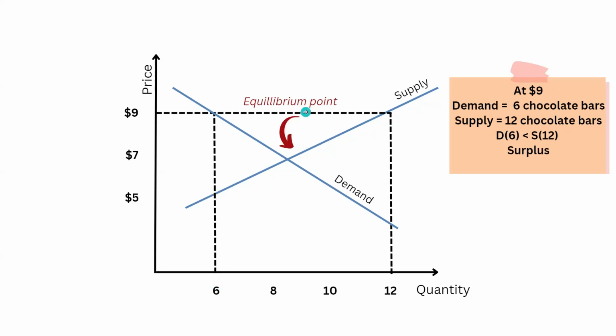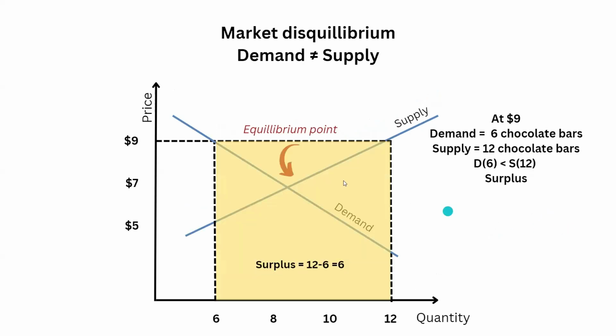Now, this touches the demand line. So the demand is 6. Here it touches the supply line, I will stretch it down, it's 12. So the demand of the chocolate bars is 6 chocolate bars, the supply is 12. 6 is less than 12, so there's a surplus in the market. The number of chocolate bars supplied is more, but the demand is less. So this yellow portion is the surplus in the market, and the surplus is 12 minus 6, 6 chocolate bars. So the market is in disequilibrium.